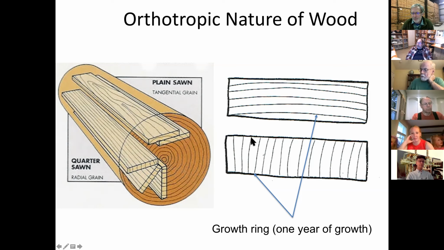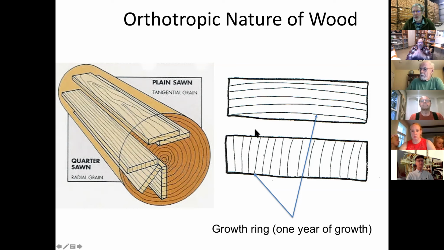But basically, the more up and down that is to the width of the piece, the more quarter sawn it is. Okay, so we've got plane sawn and quarter sawn, and I can tell the difference by looking at the end grain and looking at how the growth rings are presented in that end grain.